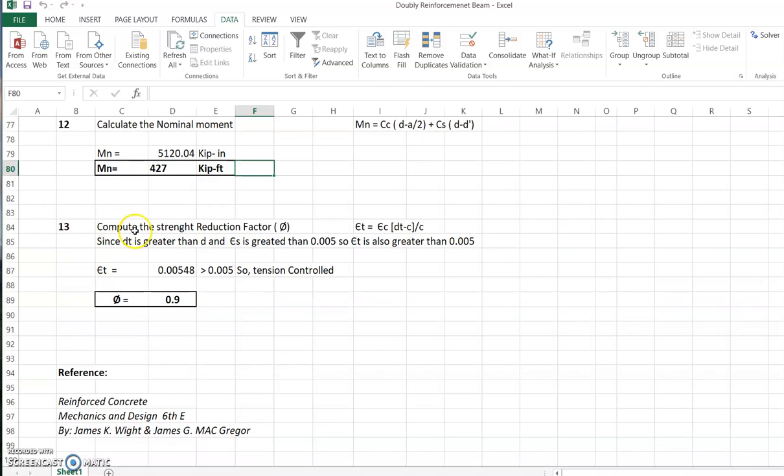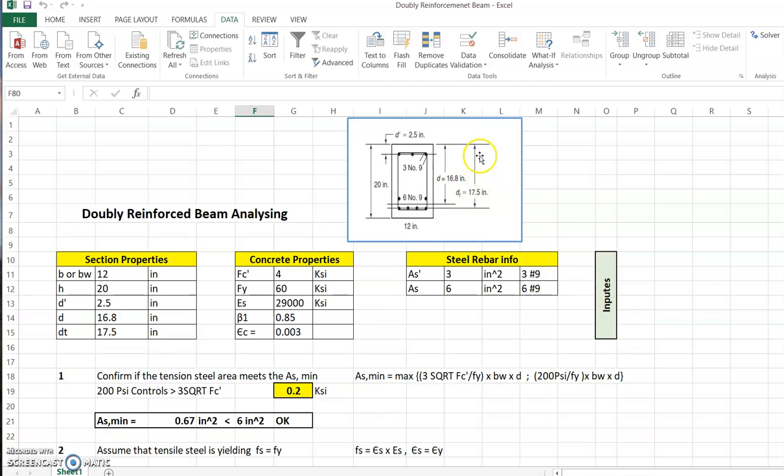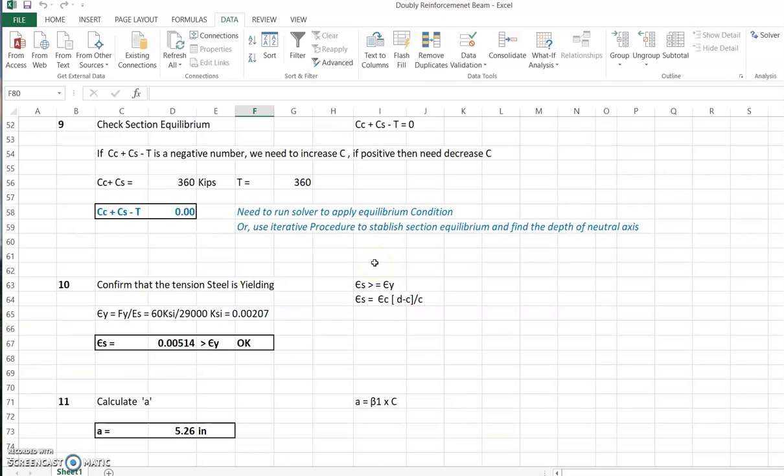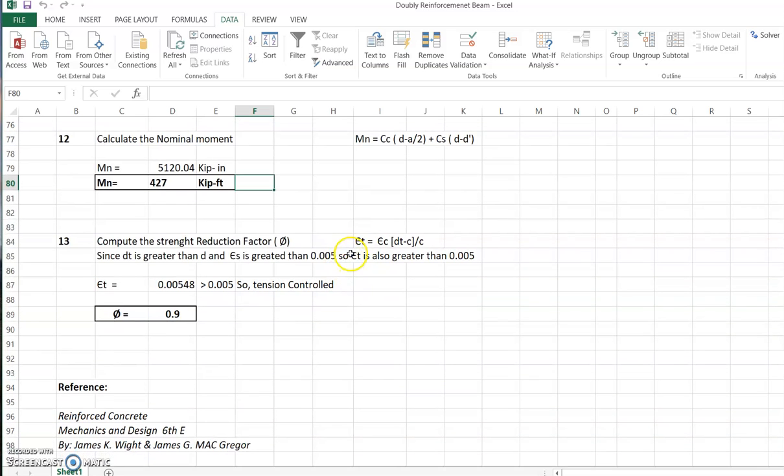Number 13, compute the strength reduction factor phi. Just make sure that if you want to find phi in this kind of problem, we have to use d_t. That's why we have the d_t over here. It's from the top to the middle of the bottom layer of the steel rebar in the tension zone. The equation for that is epsilon_t equals epsilon_c multiplied by (d_t minus c) over c. We have all these values. After plug and check, we get epsilon_t equal to 0.00548, which is greater than 0.005. So the beam is tension controlled, and our phi is 0.9.